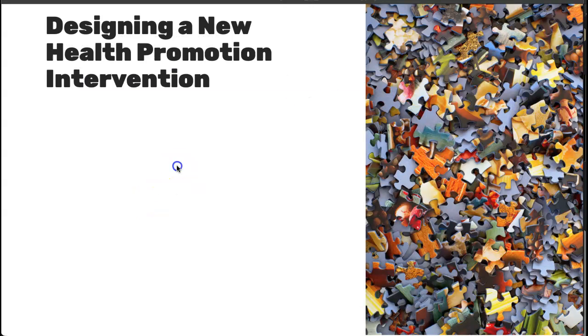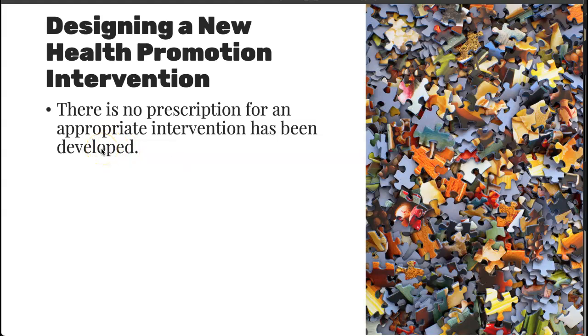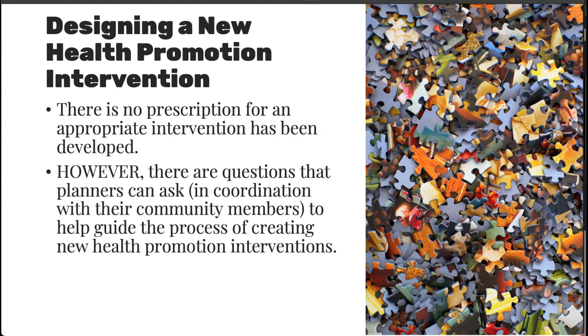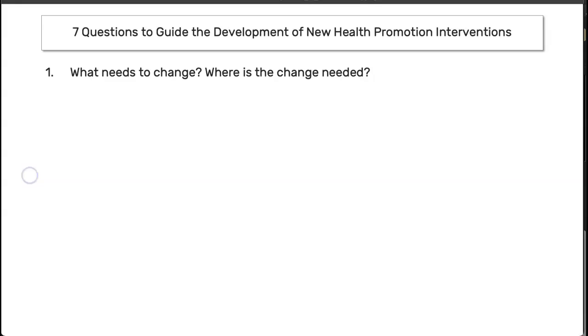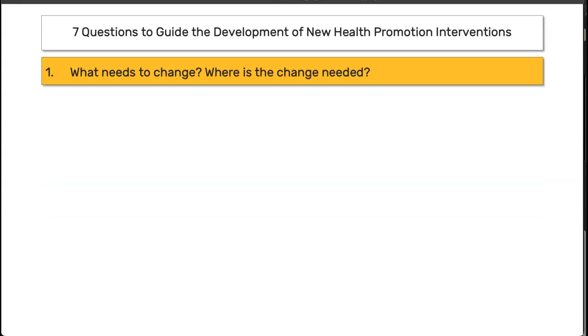All right, designing a new health promotion intervention. So when you can't adopt and you can't adapt, you got to design something from scratch, right? And there's no one prescriptive formula for, okay, this is how you do an intervention. However, there's some questions that planners can ask, obviously in coordination with their planning team and their community members, that are designed to help guide the process of creating these new interventions, so you're not completely in the dark. So those are, one, what needs to change?